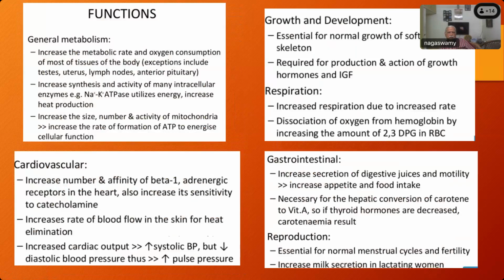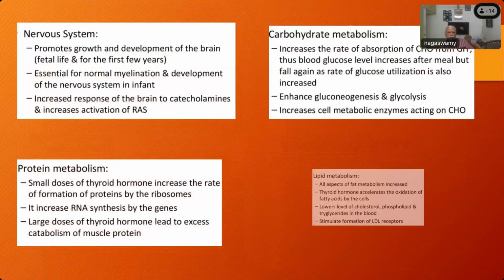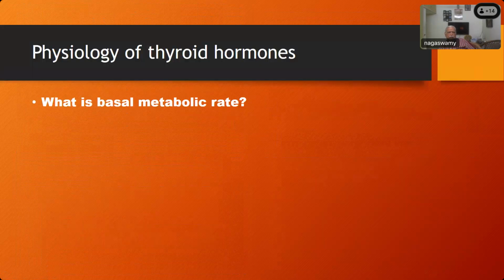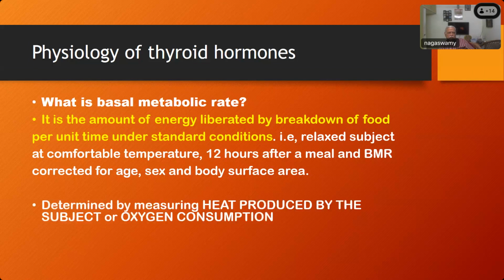These are the various functions which happen at the various systems: carbohydrate, nervous system, protein, lipid metabolism. So the BMR is the amount of energy or heat liberated by breakdown of food per unit time under standard conditions. And the patient should be a relaxed subject at comfortable temperature 12 hours after a meal, and the BMR corrected for age, sex and body surface. So this is the definition of basal metabolic rate, amount of energy or heat liberated by breakdown of food per unit time under standard conditions.